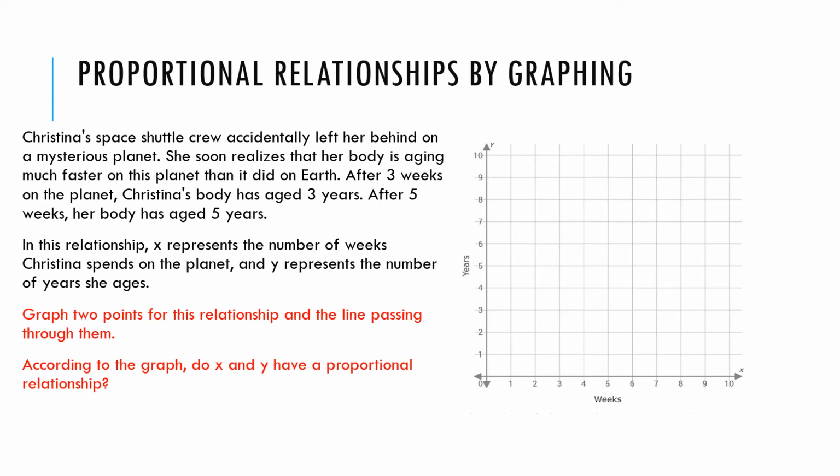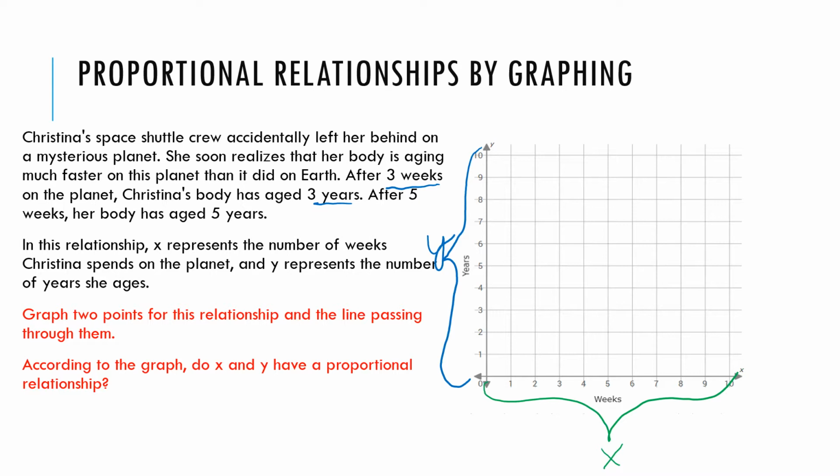Okay, so we've got this one down here along the bottom, which you all should know is your x-axis. And then we've got one over here on the side, which you should know is your y-axis. Okay, so we can see that our x-axis is labeled weeks and our y is labeled years. So it tells us that after 3 weeks that our body had aged 3 years. Okay, so we're going to graph that point.